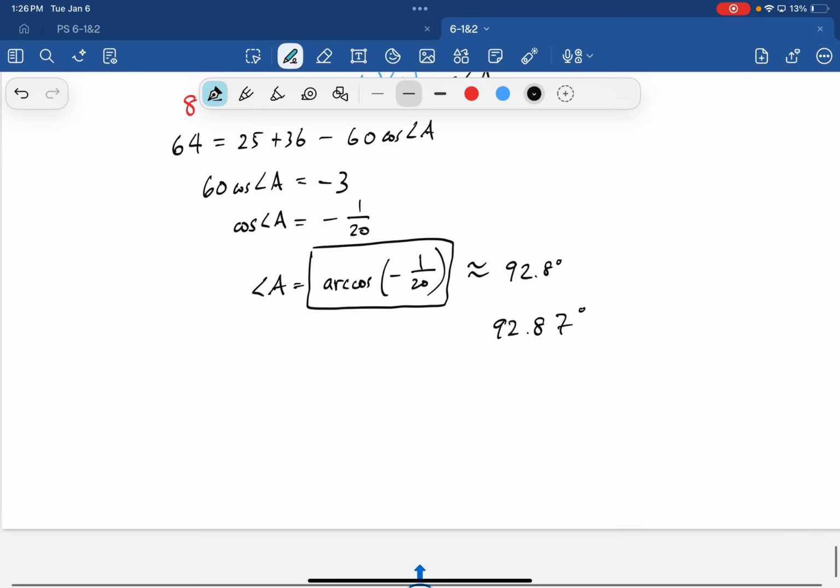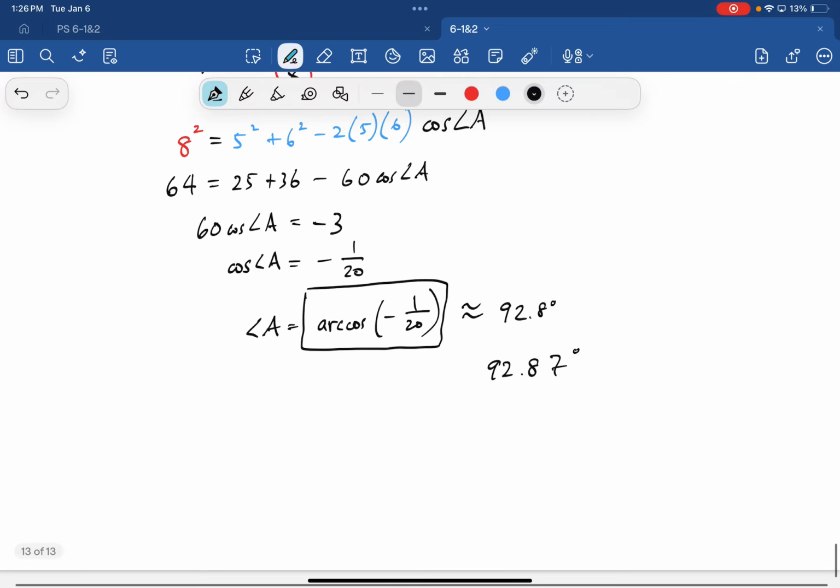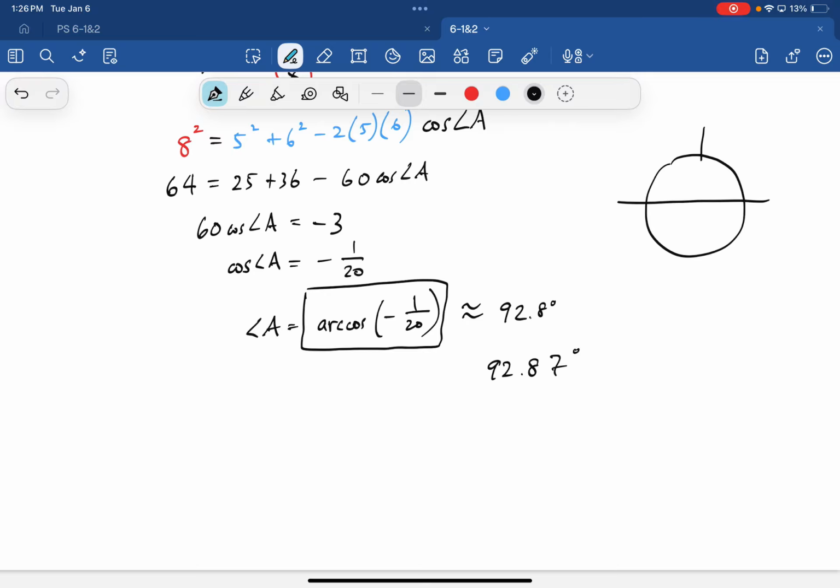Okay, I'll teach you guys. So basically, you know that it's greater than 90. On the unit circle, you're looking for something that's super close to 90, right? Because arc cosine is the x-coordinate, so it has to be super close to 0. So you know this coordinate is going to be negative 1 over 20, comma, something very close to 1, right? Because that's super close to the y-axis.